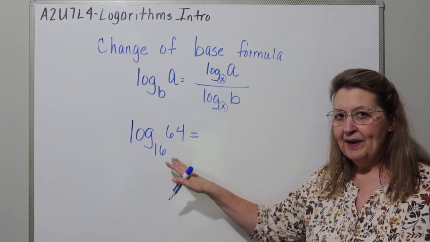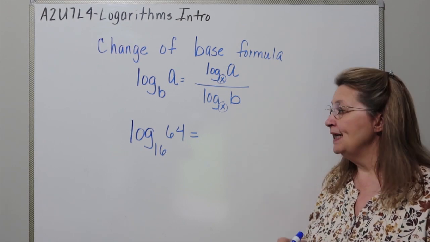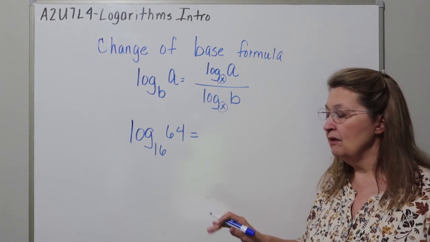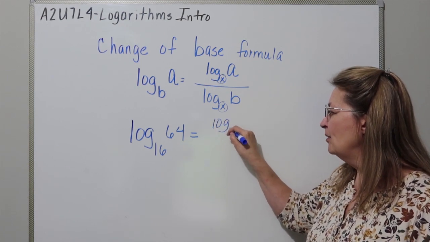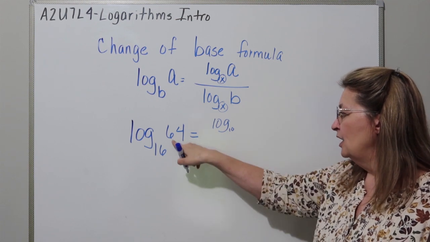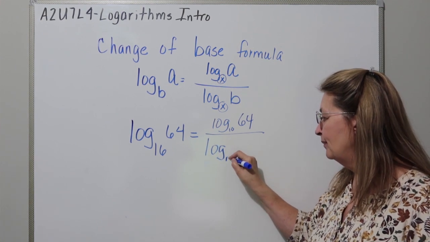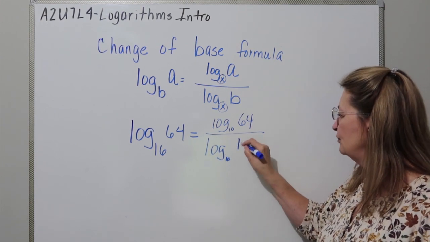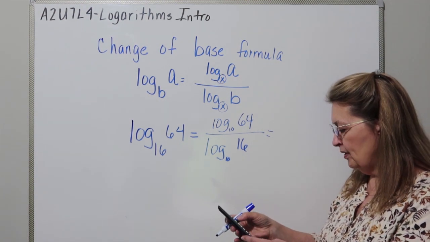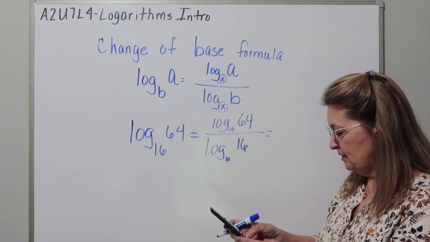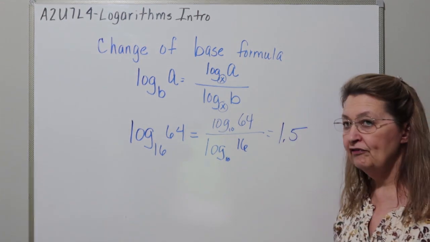Okay, if I have log base 16 of 64 and I have this calculator, I need to evaluate it. I can only do that if I have a base 10 log. So I'm going to rewrite this as log, and since it's a common log, you don't have to put the 10, but you can. Your 64 divided by log base, whatever you're changing it to, over 16. Now I can put this in my calculator. 64 log divided by 16 log equals, and I get a 1.5 evaluation.